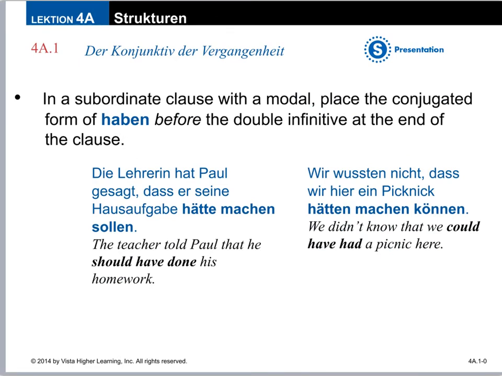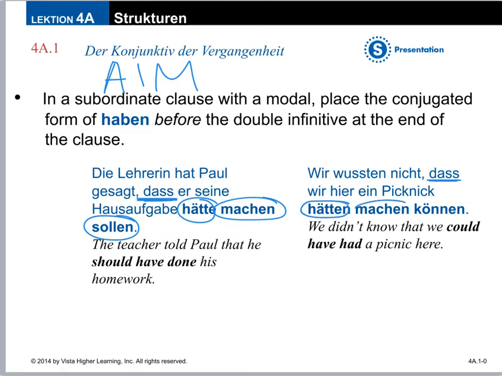So again, those modal verbs are really going to change and mess with word order. If you have a subordinate clause with a modal verb, we're still going to follow the aim rule: auxiliary, infinitive, modal. Even though, for example, here we have a dass clause. Same thing in the example on the right, we have a dass clause, but our word order with this modal verb is still going to be auxiliary, infinitive, modal.